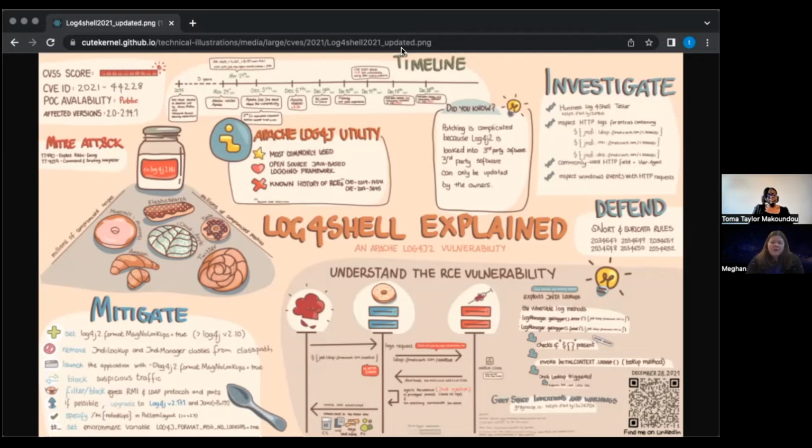But if you could dive into that organization around investigate, defend, and mitigate, that would be excellent.